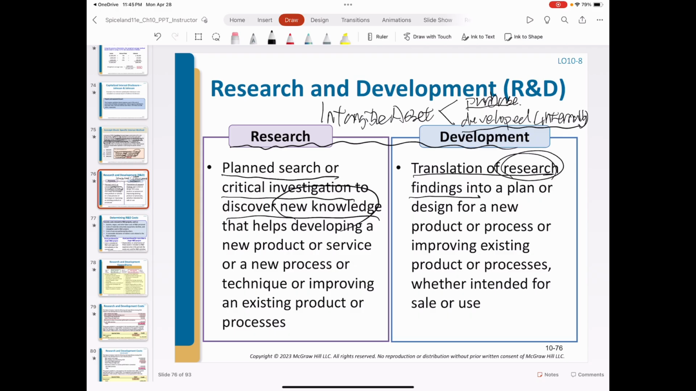Okay, so that's from research. Development translates research findings into a plan or design for a new product or process, or for improving an existing product or process, whether intended for sale or use.